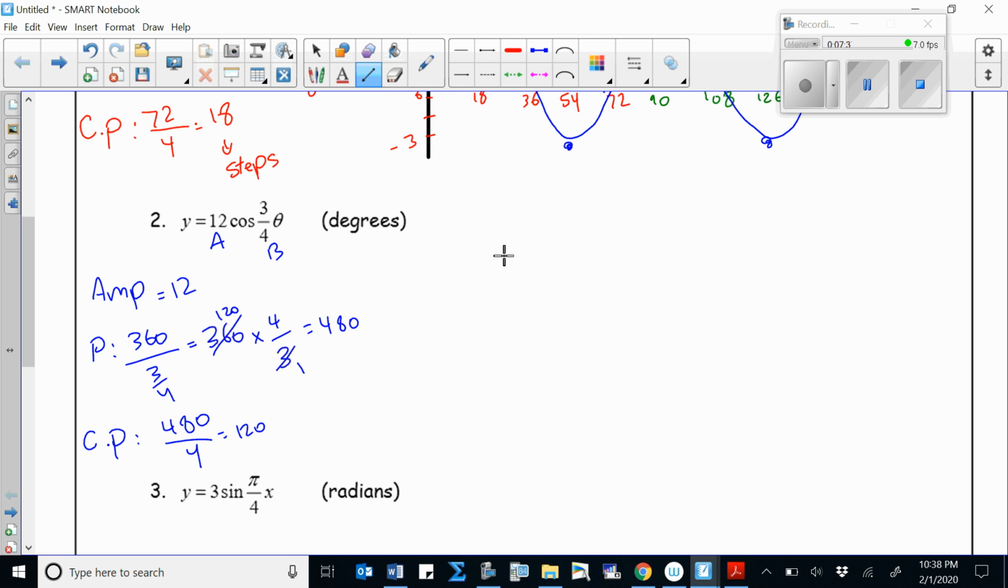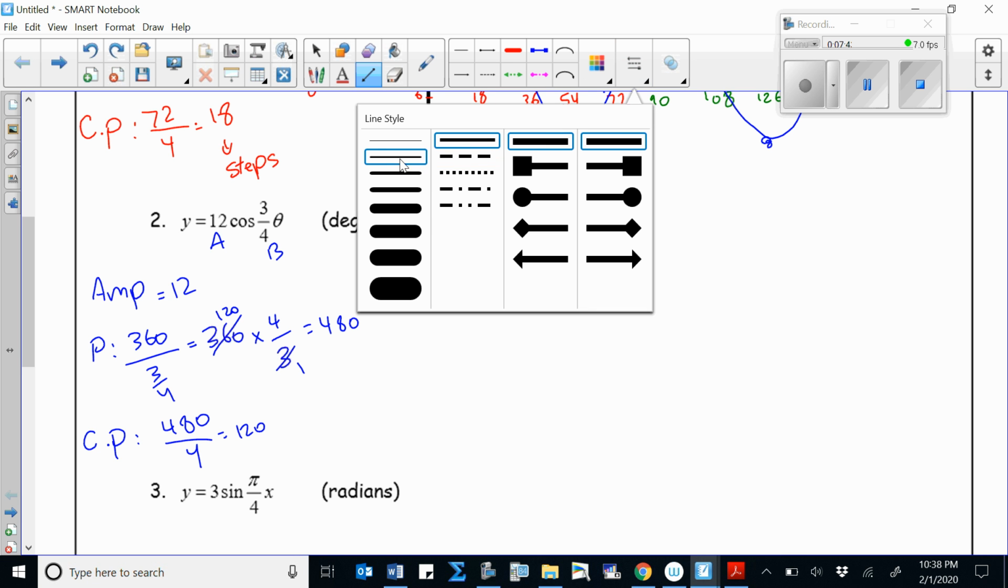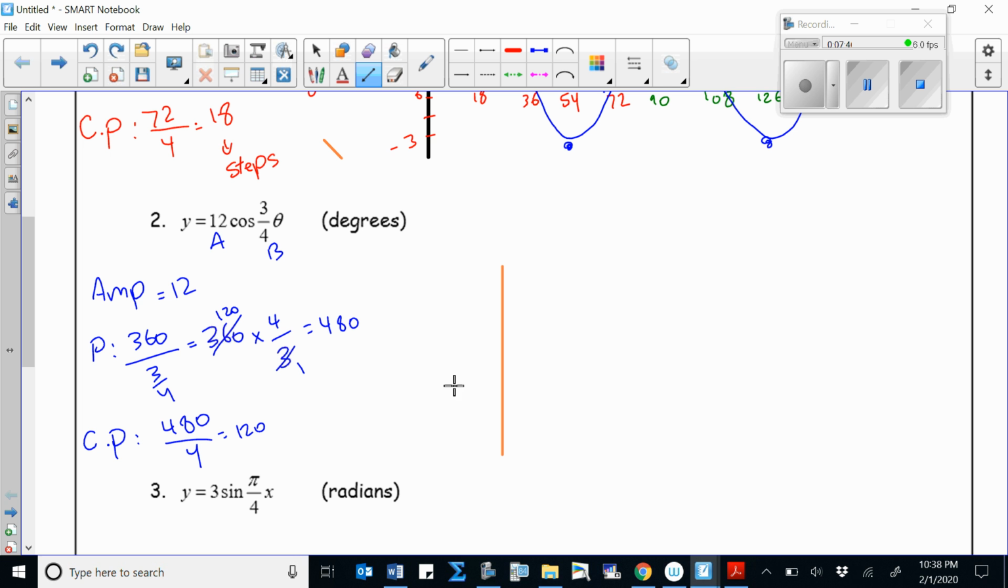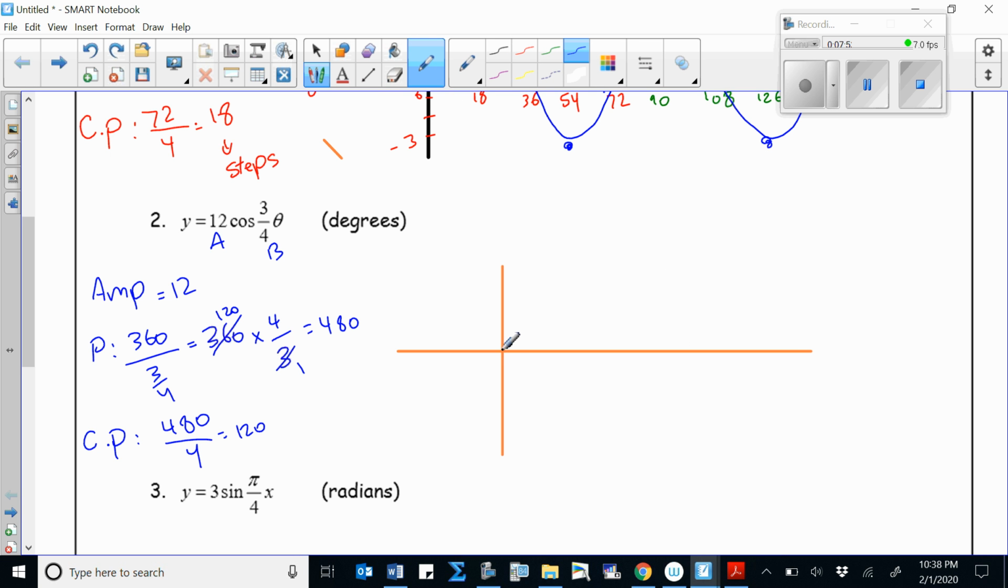So to graph the function, I'm going to start with the coordinate plane. Then the critical points start with 0, and the steps between the critical points are 120. So this will be 120. Another 120 added to this is 240. Another 120 to this will be 360, plus 120 will be 480. Well, this is now one period of this function.